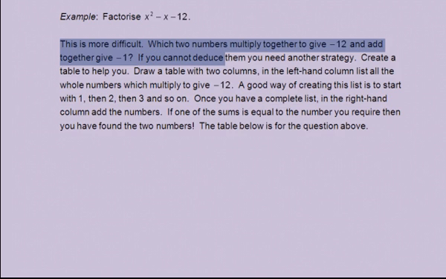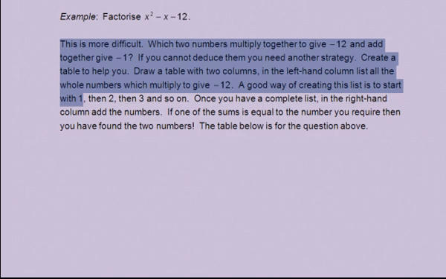If you cannot deduce them, you need another strategy. Create a table to help you. Draw a table with two columns. In the left-hand column, list all the whole numbers which multiply to give minus 12. A good way of creating this list is to start with 1, then 2, then 3, and so on.